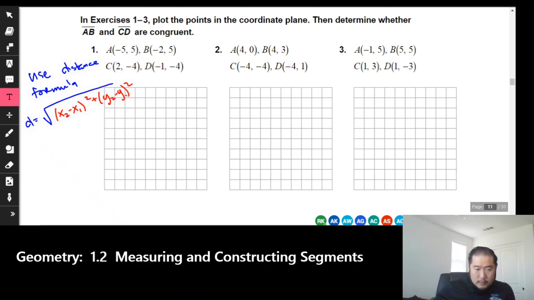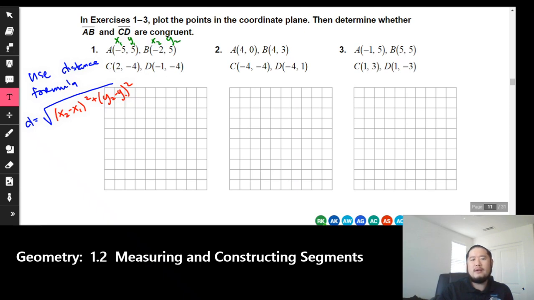Now, how do I know which one is x1 and y1 and x2 and y2? It really doesn't matter, but what would be important and very helpful for you is if you take a look at this right here, maybe possibly label things to begin with. So what I tend to do is I'll say this is x1, y1, and this point B will be x2, y2.